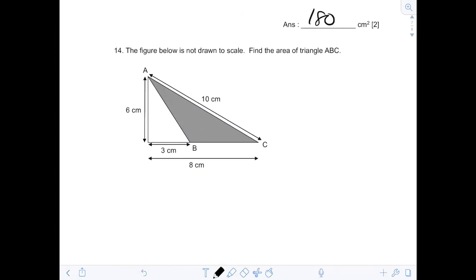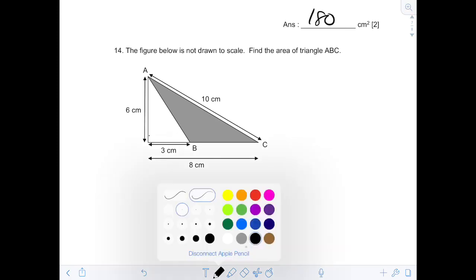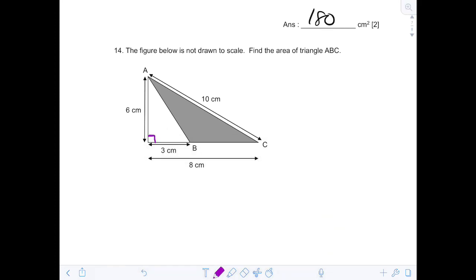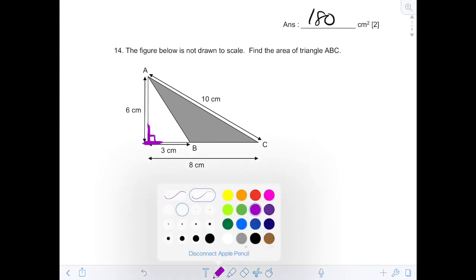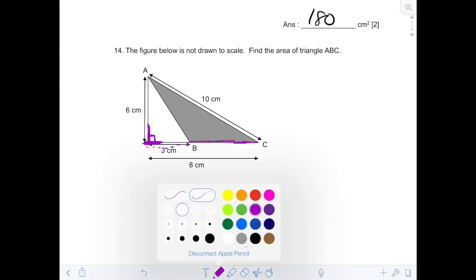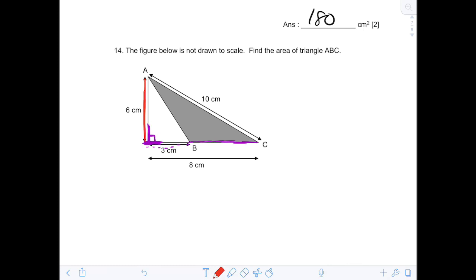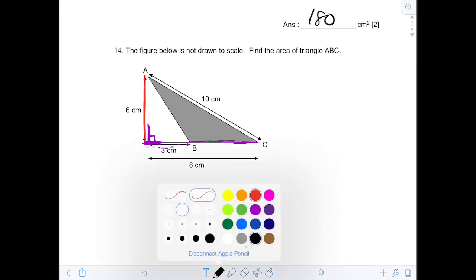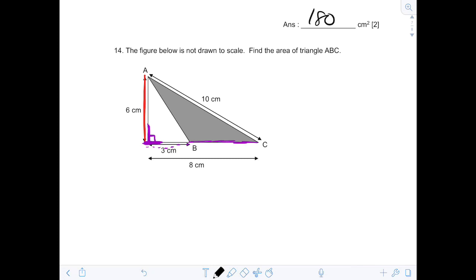Question 14. Figure below is not drawn to scale. Find the area of triangle ABC. Again, look for the base, look for the height. This one has a right angle over here, a perpendicular point. You have to make sure that you know which is the base and which is the height. So the base would be this one, BC. And it will create a dotted line to join this part here, and the height will be this one. Once you're able to see this, area of triangles is super easy.